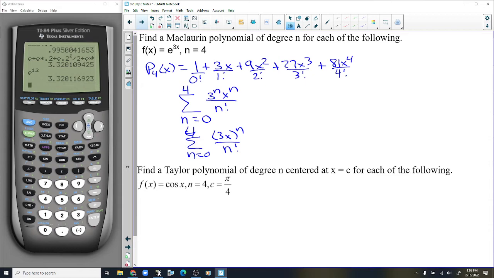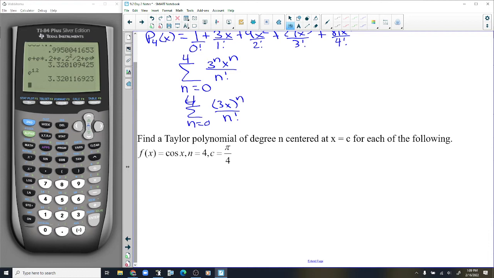Find a Taylor polynomial of degree n centered at x equals c for each of the following. So f of x is cosine of x. We're going to go to the 4th degree, and now we're centered at pi over 4. Let's talk about that a little bit, because first period, someone came up to me with a great question. I said cosine is an even function, and so you should have even powers. It's an even function when you center at 0. If I center cosine right at 0, it's a nice even function. It's a reflection over where we're centering it.